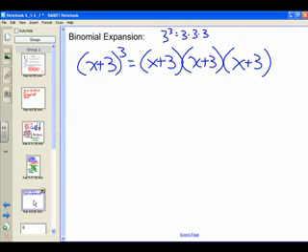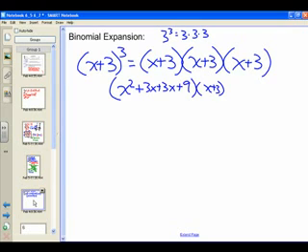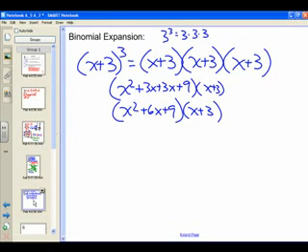Which means if we took the first two and FOILed them, I would get x squared plus 3x plus 3x plus 9, which comes out to be x squared plus 6x plus 9, times x plus 3. So now all I would have to do is multiply that through again. And for something like this, you could use the box method.